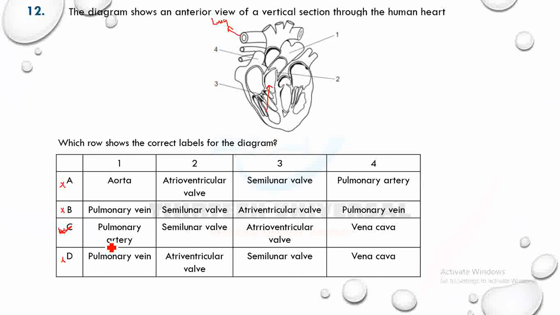But if you want to check, let's check number 2. You can see 2 is the semilunar valve. Can you see the semilunar valve? Okay, let's go to 3. 3 is the atrioventricular valve, that's the tricuspid. All right. And then 4 is what? Vena cava. This is the superior vena cava that brings blood from the brain and shoulder. So C is the answer, guys.